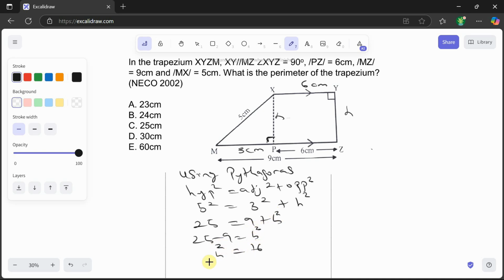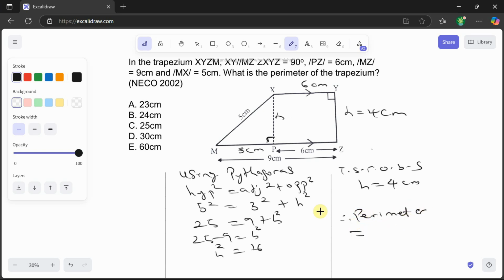So if I take square roots of both sides, our h will be equal to 4 centimeters. Right, you know it's plus or minus 4, but there's no negative value here, so always take the positive value, because minus 4 times minus 4 gives you 16, and plus 4 times plus 4 gives you 16. But when we're dealing with height, we don't have negative heights, so that means this h here is 4 centimeters.